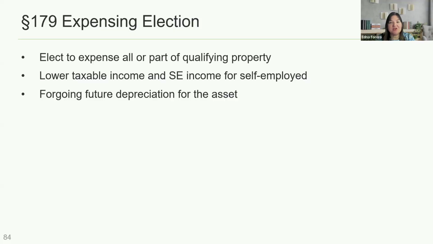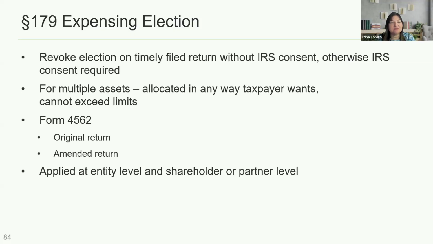We have some more in the book for you, but in general, we're going to look to revoke the election on the timely filed return. Otherwise, you'll need to do the IRS consent. If you have multiple assets, you can allocate it any way that the taxpayer wants, as long as you don't exceed any limits. You're going to look at Form 4562, and then you're going to apply that at the entity level and shareholder level or partner level when we get to those. So we'll talk about those in the second day. But regardless, determine whether or not your client can expense these items or whether they want to depreciate the items or a combination of both.